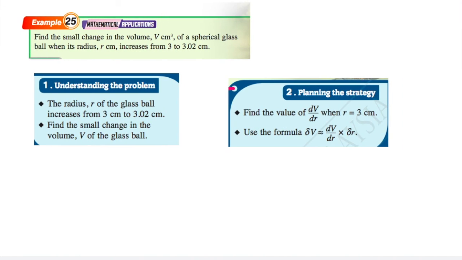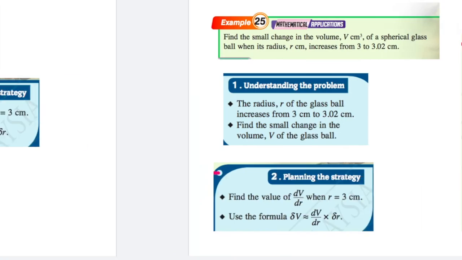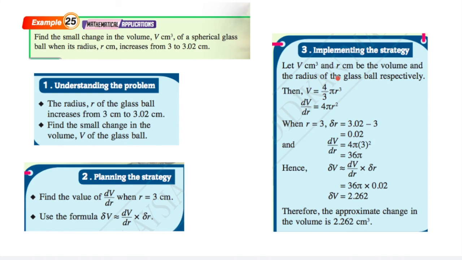Now let's see if it is correct or not. First, the radius r of the glass ball increased from 3 to 3.02. So this is information, you understand? The question asks you to find the small change of V. So we plan: you find dV dr, find the value of dV dr when r equals 3, and use the formula delta V equals dV dr times delta r. This is what I did just now. When r equals 3, your delta r equals 0.02. I wrote it here just now.